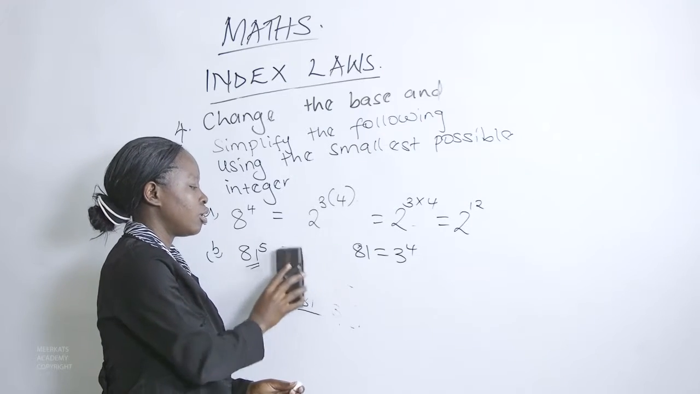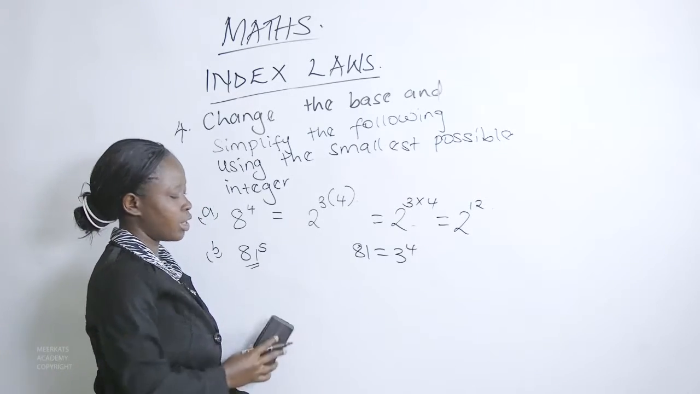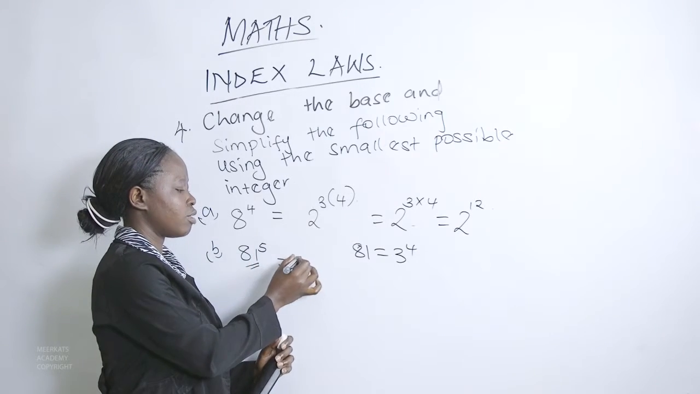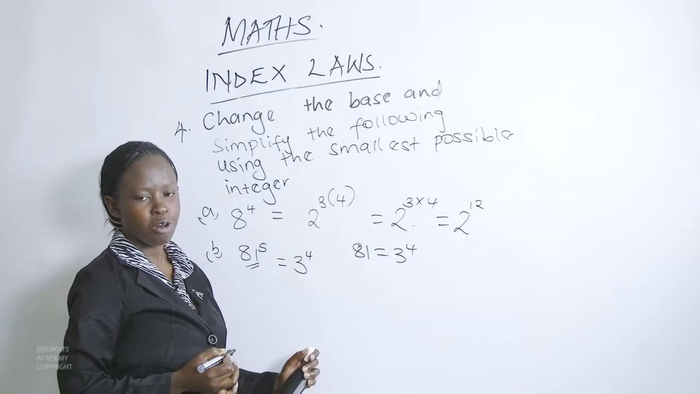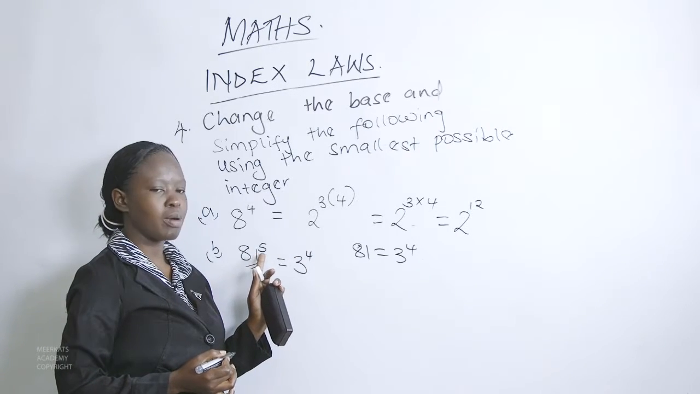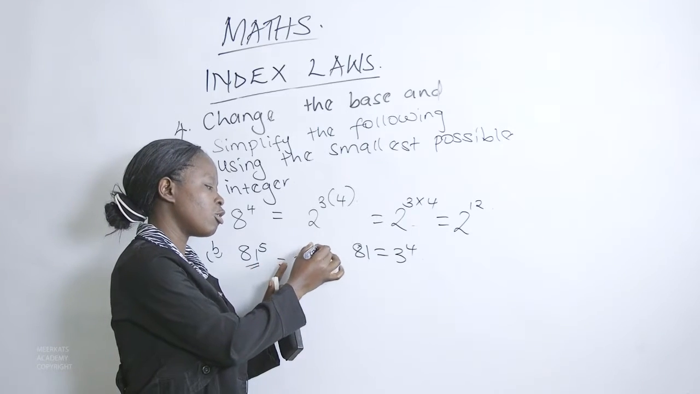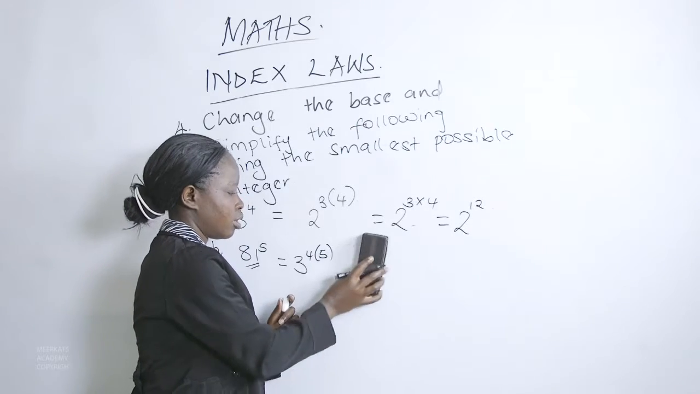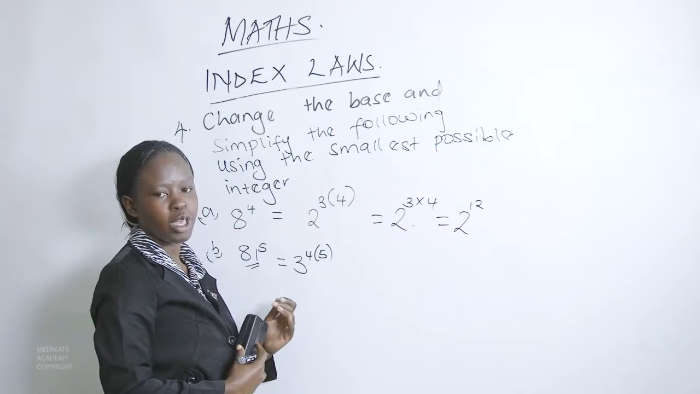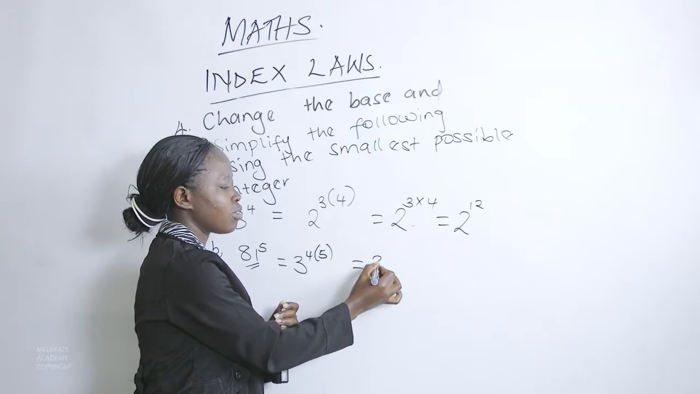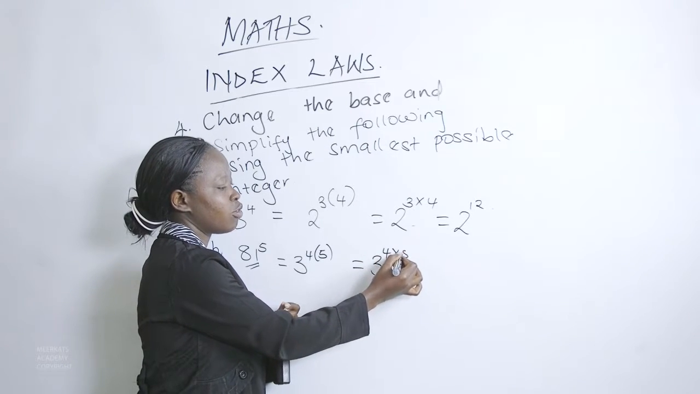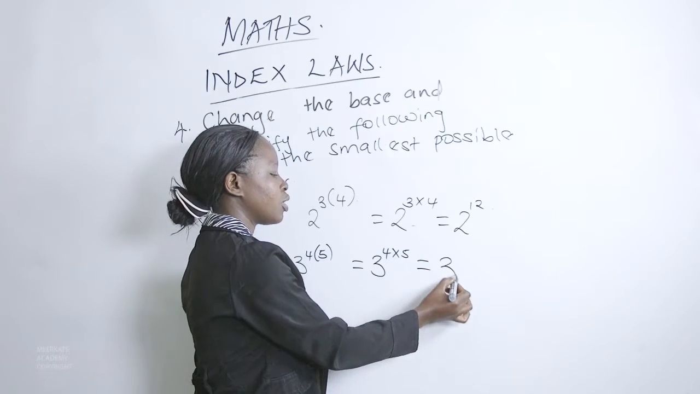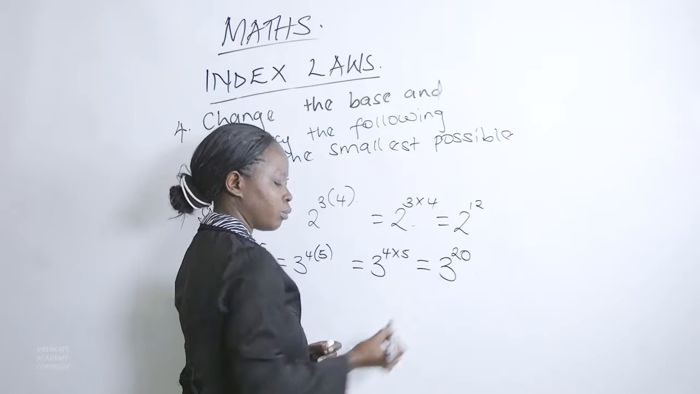So having known that, we go ahead and simplify 81 to the power of 5. 81 we've already said is 3 to the power of 4. But our 81 was to the power of 5, so it means 3 to the power of 4 to the power of 5. We multiply the powers. That means I have 3 to the power of 4 times 5, and 4 times 5 is 20. So this will be 3 to the power of 20.